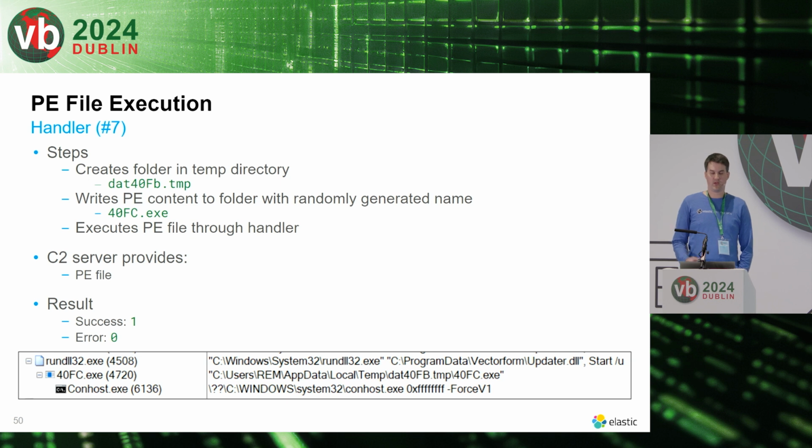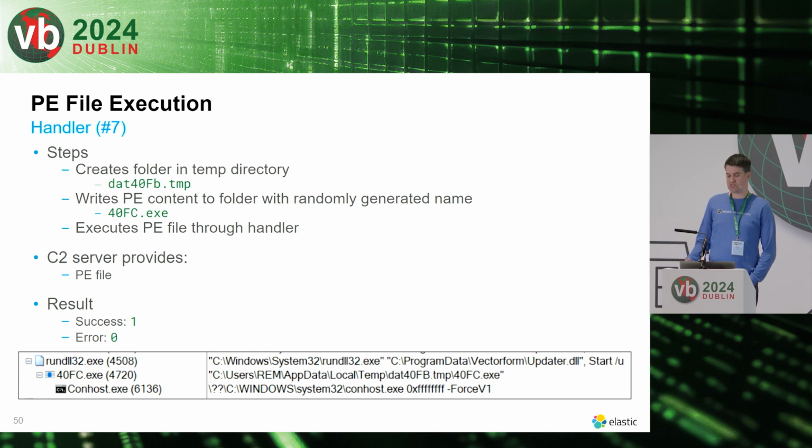This is straightforward. What they are doing with this is they're creating new folders, and then the attacker server would end up providing the PE file, and within that new folder, they kind of concatenate a random name, and then the string dat, and then they write the PE file with a random name, like this one is 40FC, and then they execute it through the handler. So this is all about just getting them to drop the binaries on disk and then execute them.